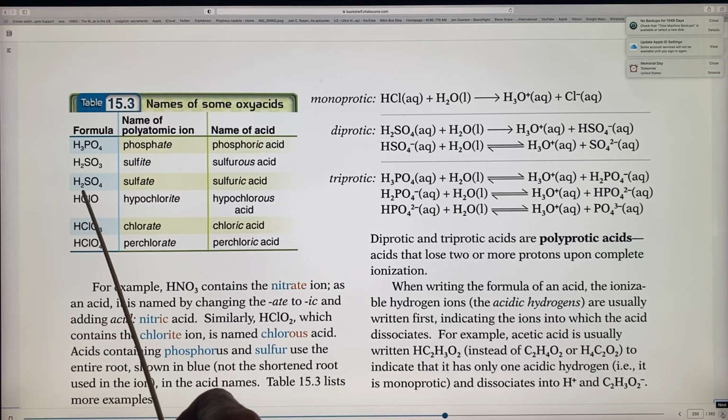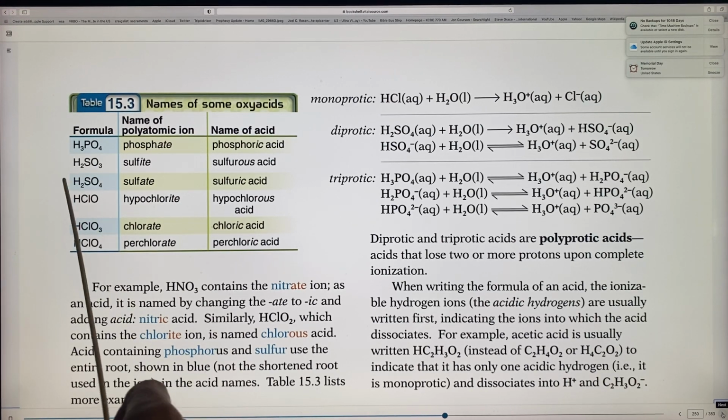So here we have sulfate. Usually these all have to do with hydrogen and oxygen, so these are oxyacids. Now we have sulfate, and we're going to turn this ate to sulfuric acid. So remember, ate is ick. Now we have hypochlorite, and they're going to change ite to OUS. So hypochlorite is going to be changed to hypochlorous.